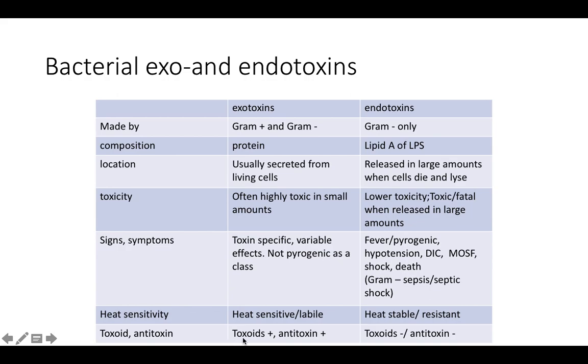So exotoxins, we can make toxoids of them. We can make antitoxin, and we can't make toxoids nor antitoxins to the endotoxins. Lipids tend to be really poor antigens.